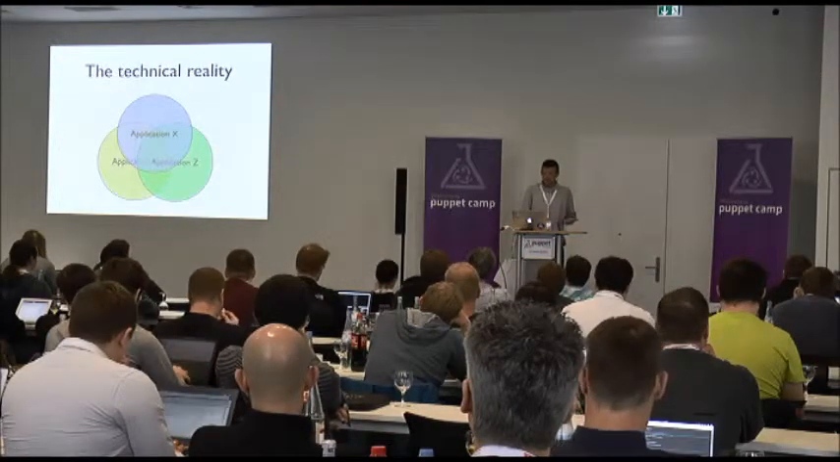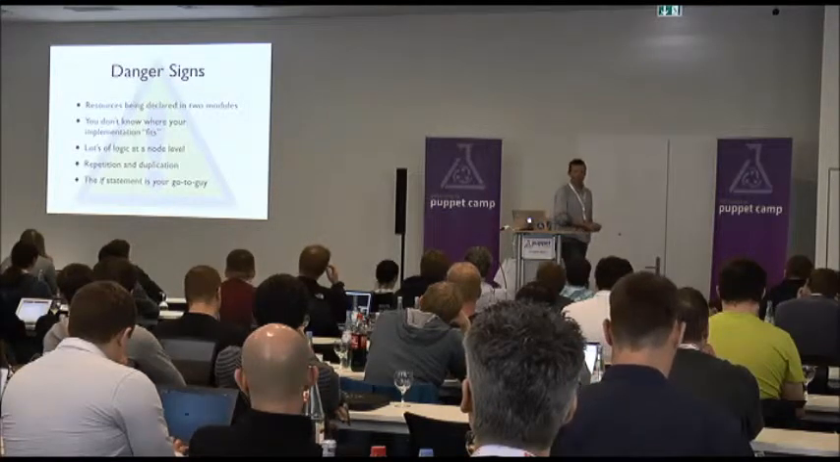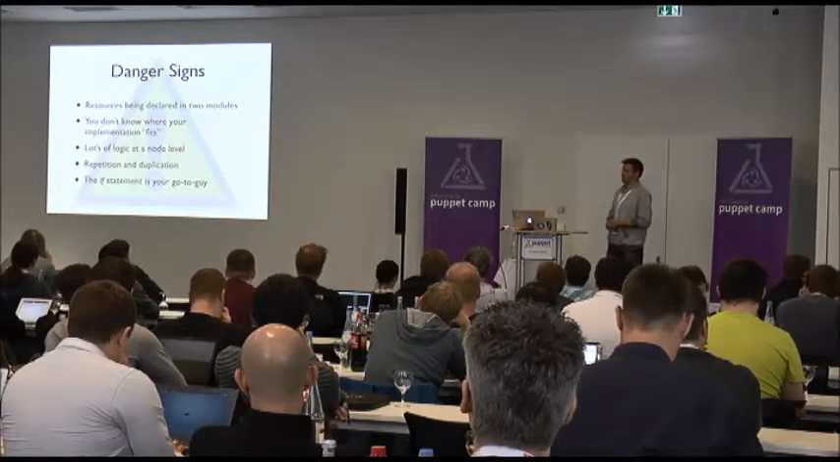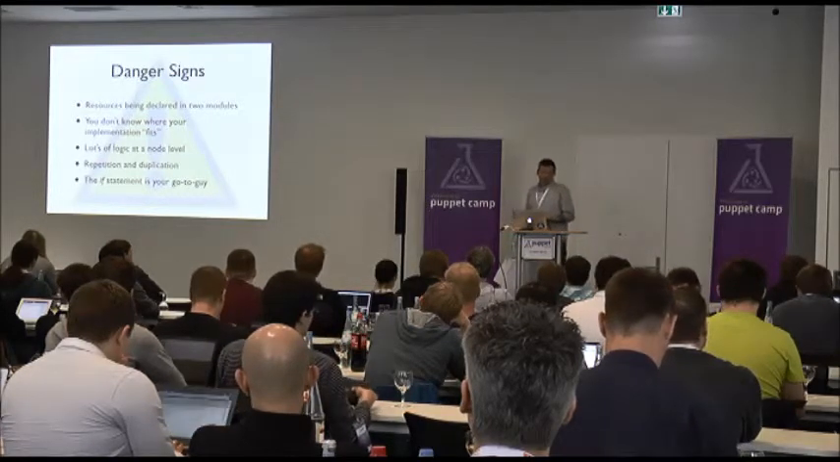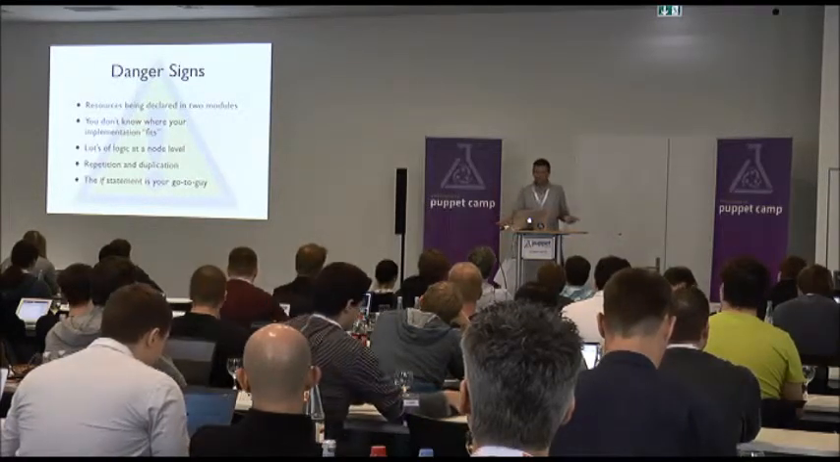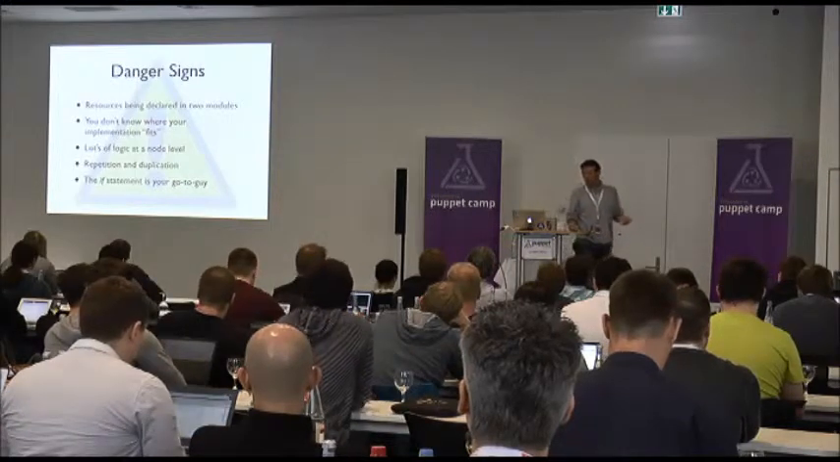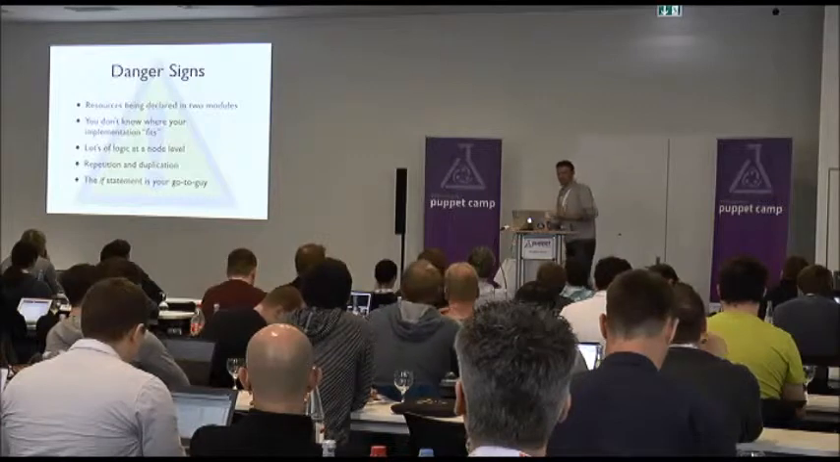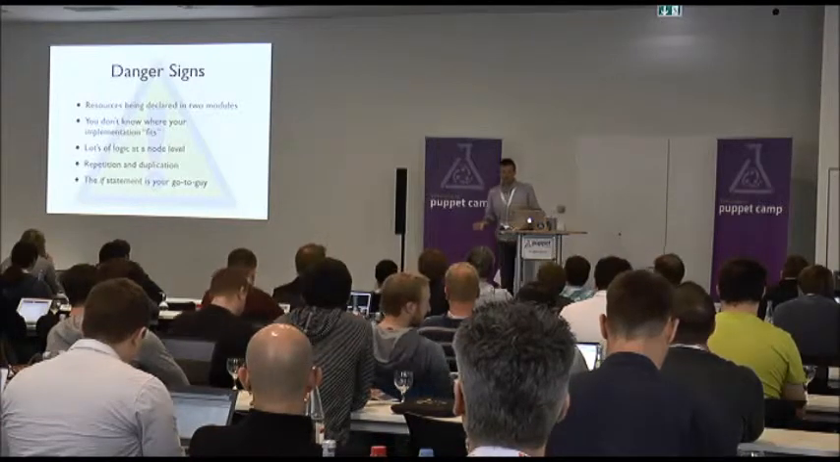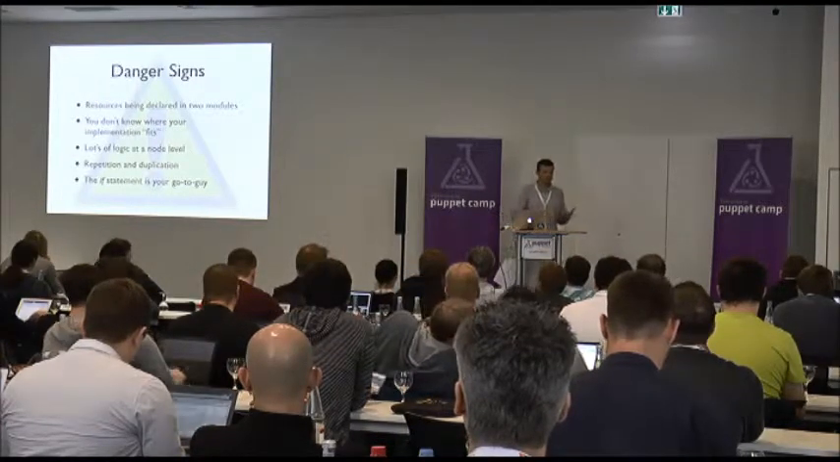Some of the danger signs that you'll start to see creeping into your code. Resources being declared in 2 modules, that's probably one of the most classic ones. If you can't really put your finger on it, but you just don't know how your implementation fits. So you've written all these modules, and it's like, well, how do I glue all this stuff together? How do I make it work?